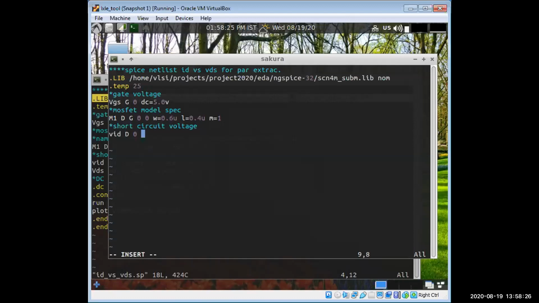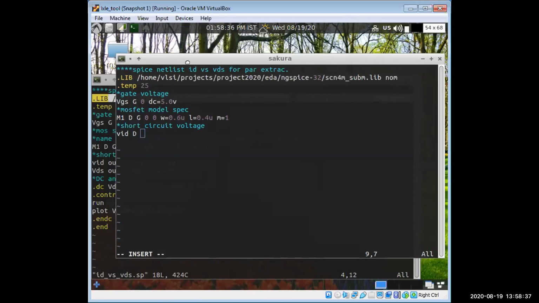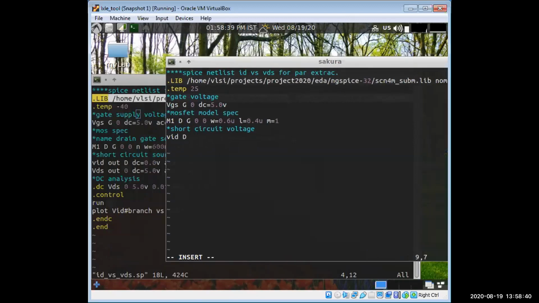Drain 0. Drain. Then another terminal that was drain out terminal. Then the drain terminal, and the DC voltage was obviously 0 because it is short circuit voltage. Then the VDS voltage source, it will be connected to the out, then 0, and the DC voltage, which is 5 volts.